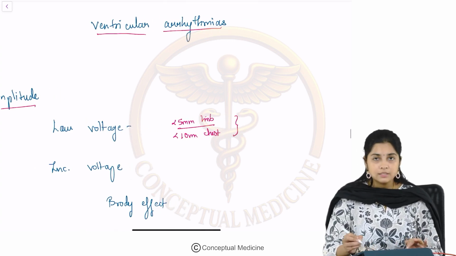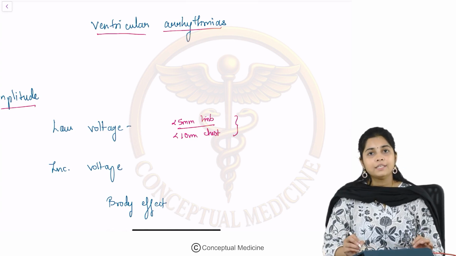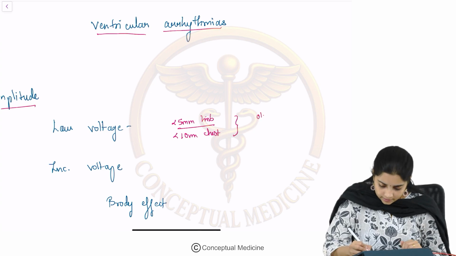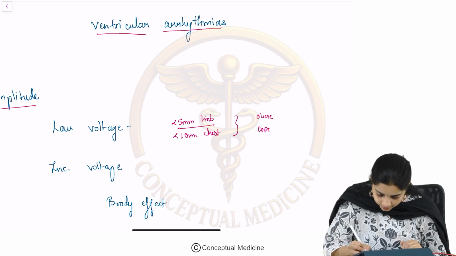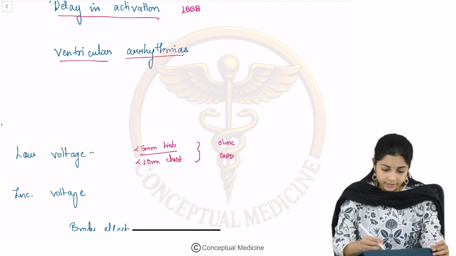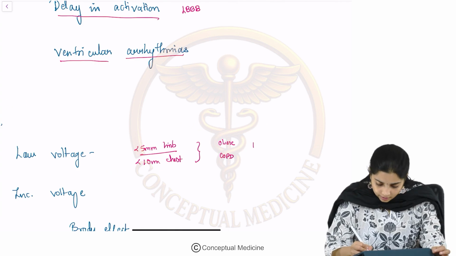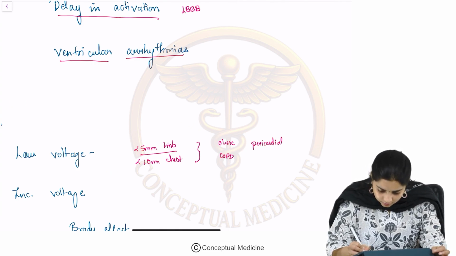So, where do you find these low voltage complexes? You find them in conditions where the electrical activity is not well recorded. So, you can see it in obese individuals, you can see it in COPD. You can see it also when there is pericardial fluid, or fluid around the heart. So, it is also seen in pericardial effusion.